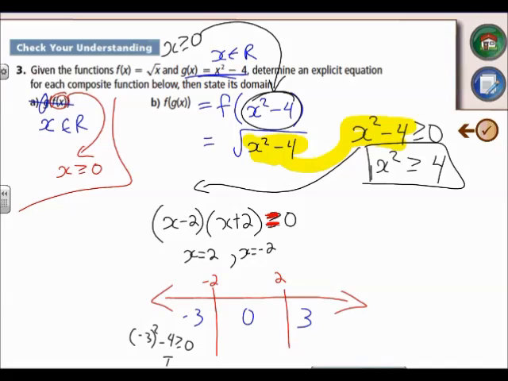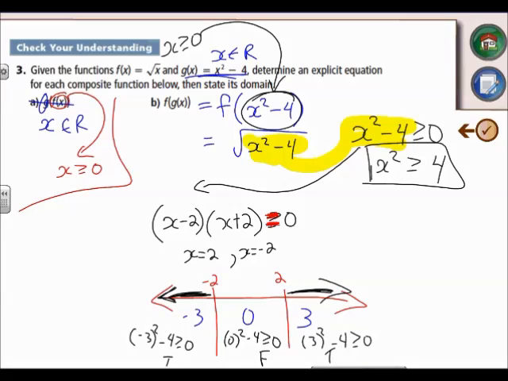So the first one there is true when we plug it in. The second one becomes false. And the third one, we're going to get true again. That means for our solution, it's to the left of negative 2. It's to the right of 2. Those are the true sections.